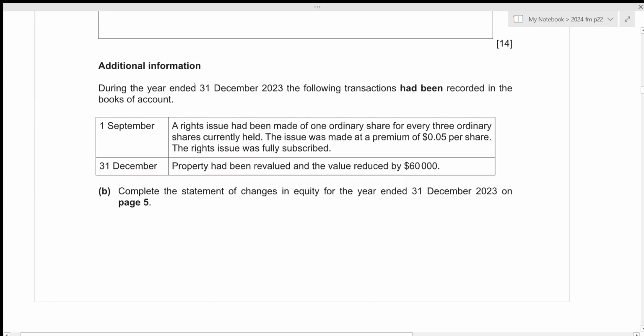Now we have been given additional information. During the year ended 31st December 2023, the following transactions had been recorded in the books of accounts. At the date of 1st September, a rights issue had been made of 1 ordinary share for every 3 ordinary shares currently held. The issue was made at a premium of 0.05 per share. The rights issue was fully subscribed. Okay, it had been made 1 ordinary share for every 3 ordinary shares held. So for every 3 ordinary shares in the business, we made 1 rights share or 1 rights issue.